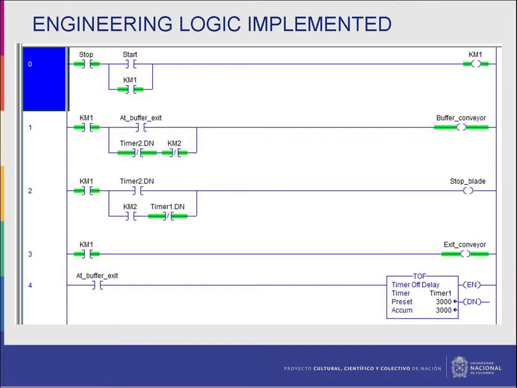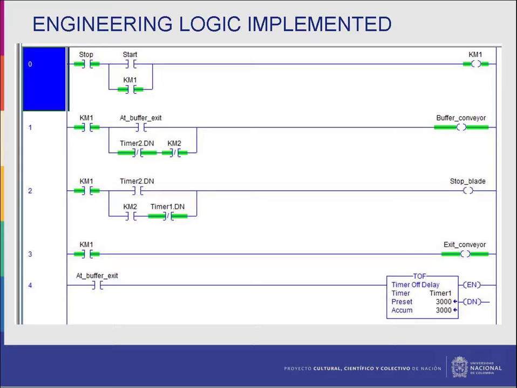Okay, next we present the logic implemented in this challenge. We start at step 0, applying a safe logic to start the process. As you see, we have the start and kn1 tags as output. We apply the interlocking of kn1, and we must remember that the physical stop button is normally closed. On this step, we get the permission for the subsequent step to operate.